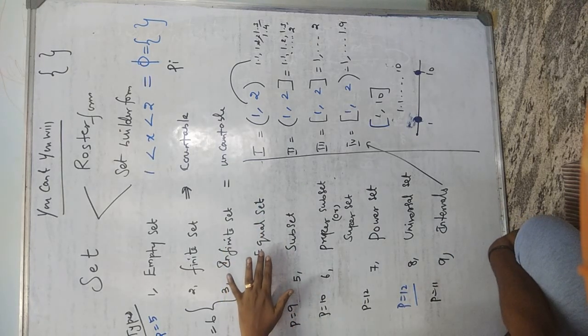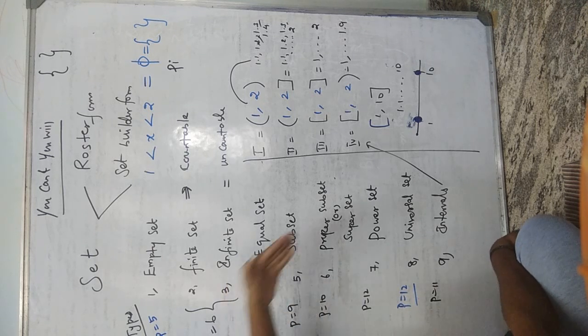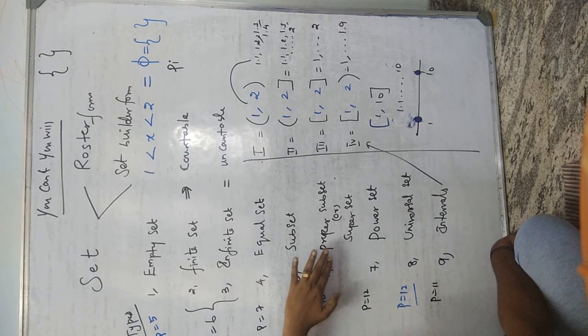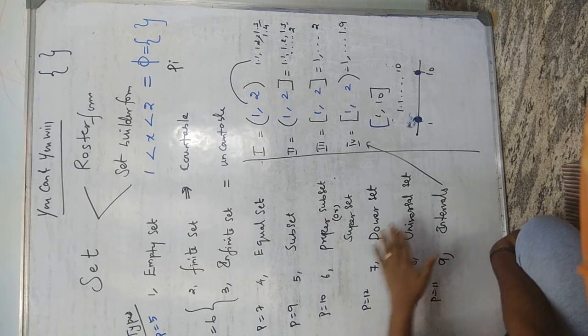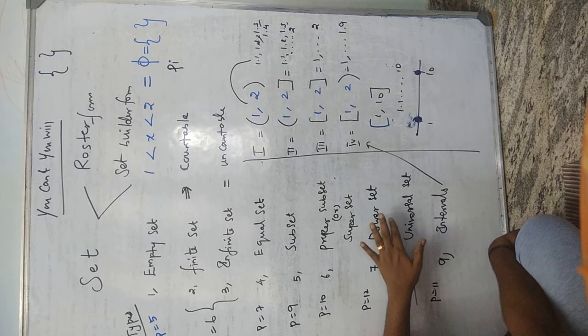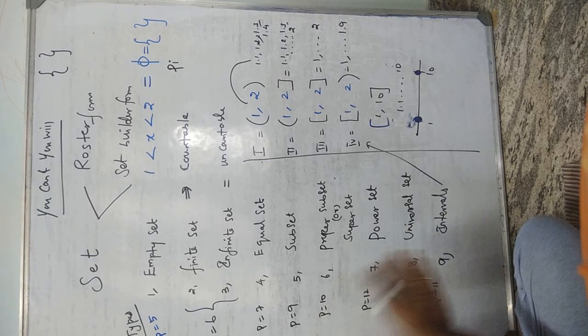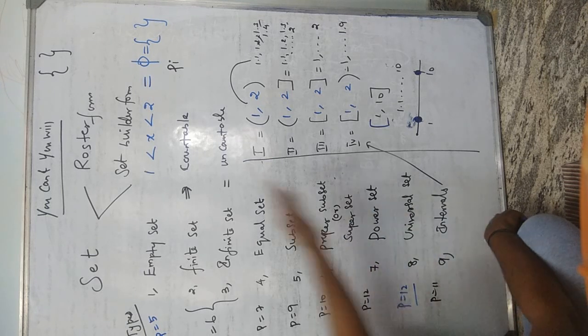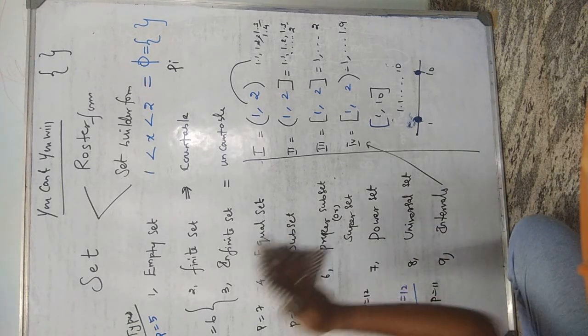Equal set: now I already told you, A equal to B, the number of elements must be the same. Subset: Mohan is a subset of Osur. Proper subset: I have given you A is a subset of B, and A is not equal to B. Power set: how to write the power set? Generalized term, 2 power m. Universal set, on the whole: Osur belongs to Tamil Nadu. Intervals: there are 4 types of intervals. So 9 I finished. Now we'll move on to the last one, Venn diagram, union, intersection. So now I'll rub everything.